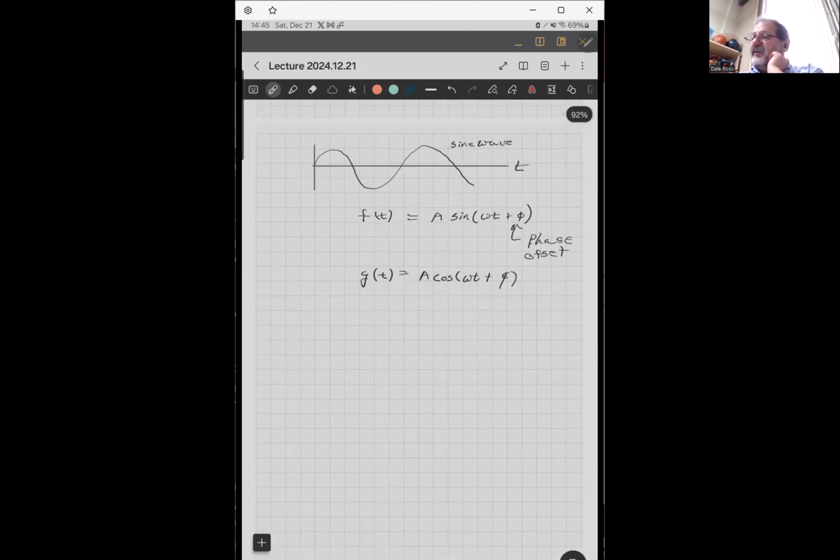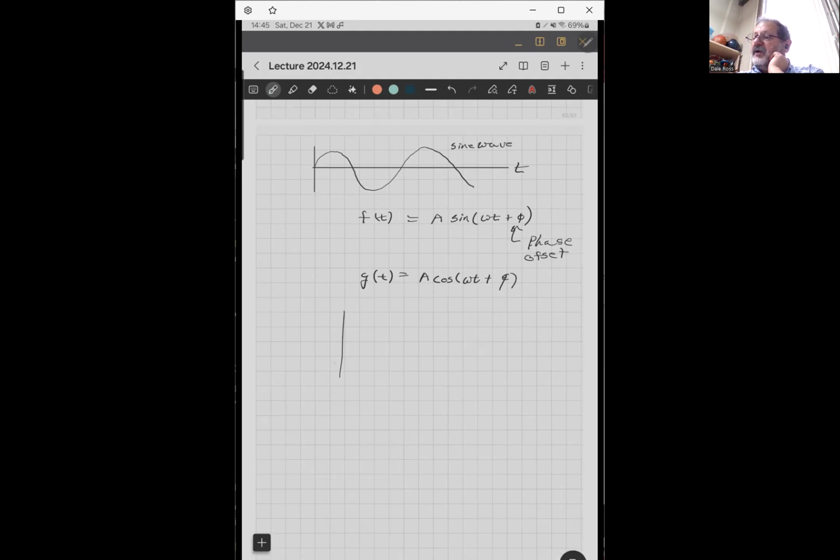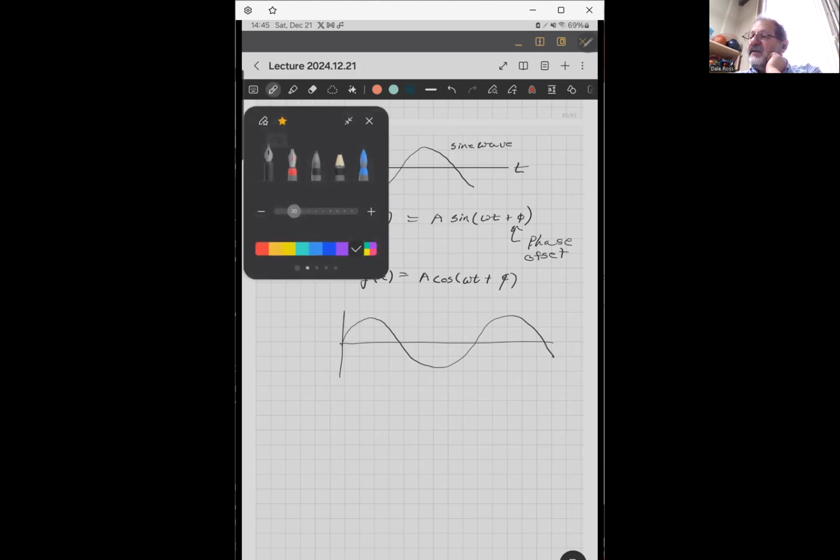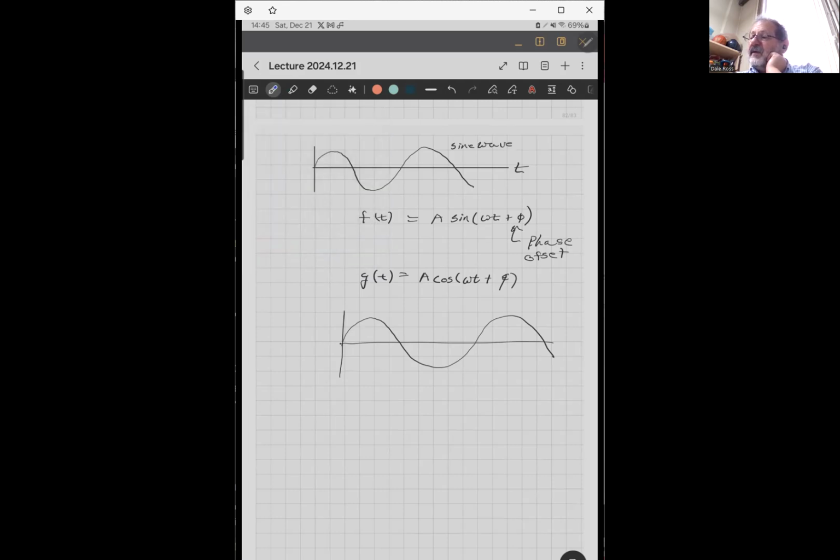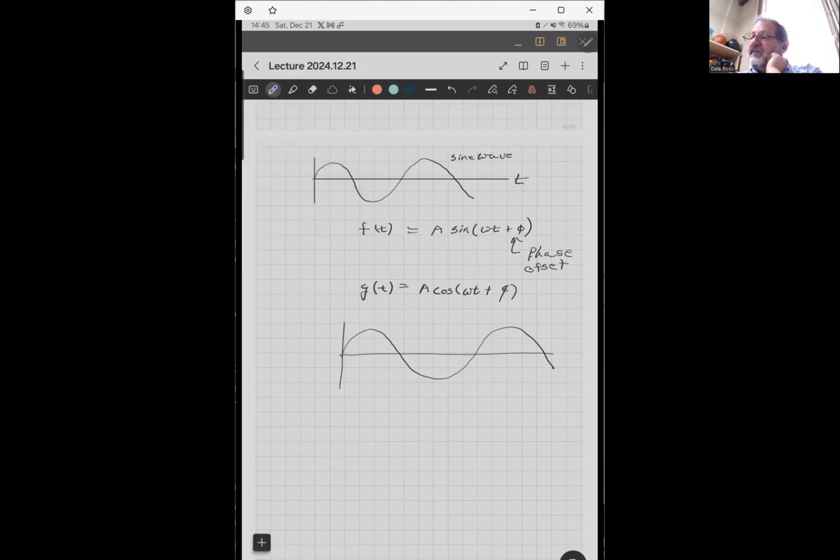And you've probably seen that they look kind of like this, where this is a sine wave, which I've been drawing all along, and this is a cosine wave, where it turns out that they're 90 degrees separated.